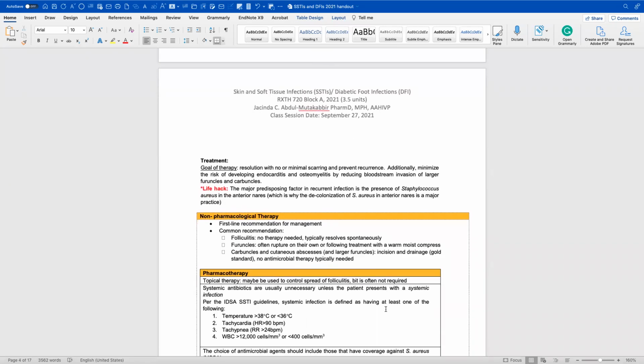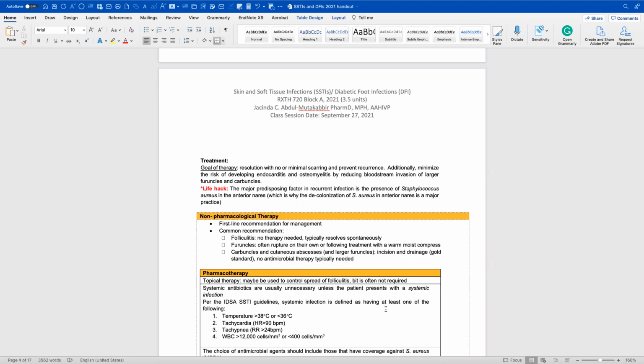So the goal of therapy is a resolution with no or minimal scarring and to prevent recurrence of these infections. Additionally, we want to minimize the risk of developing endocarditis or osteomyelitis, meaning introducing those skin pathogens to us and having them present some type of systemic infection. So we want to keep this as close to being a skin infection as we possibly can.